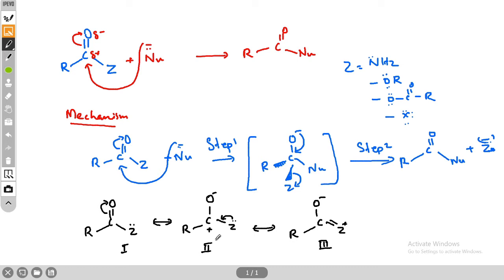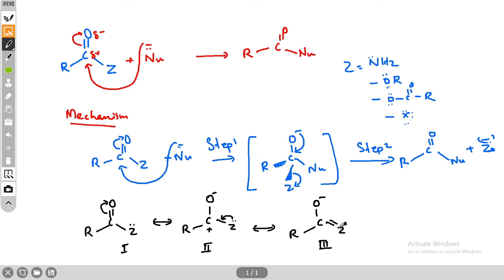If you look at structure 2, it is favorable for this reaction. That is, if this carbonyl carbon has a greater positive charge, it is very easy for the new nucleophile to approach this carbonyl carbon and form this tetrahedral intermediate. But with the presence of the third resonating structure, that is structure 3, here the positive charge is on Z.